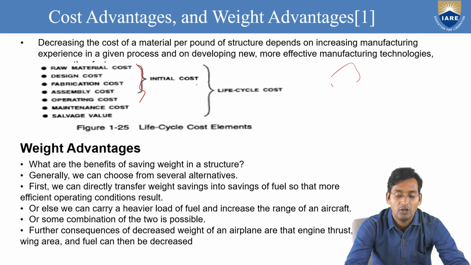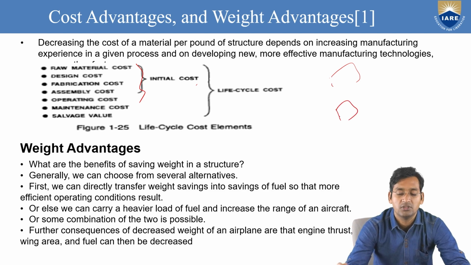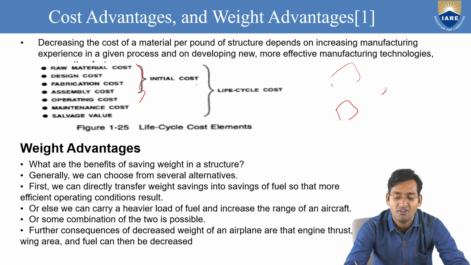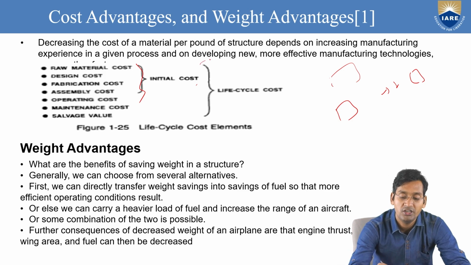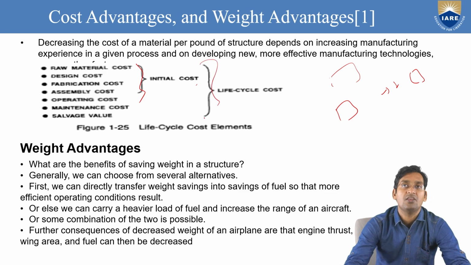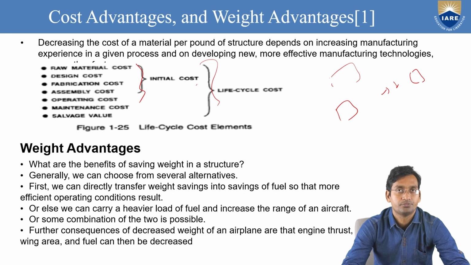And salvage value means, suppose today you purchased a bike, the cost is 50,000. But if you sell after 1 year, then no one will give you 50,000. They will give you 40, 30,000 like that. So whatever those 10, 20,000 is, that is called the salvage value. Means how much loss is there, right? And this overall entire thing is called life cycle cost.